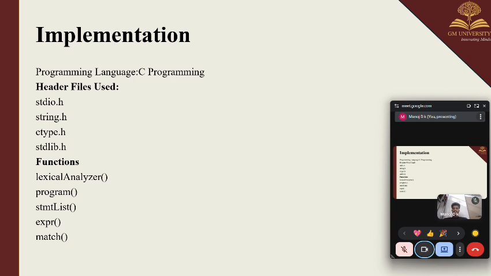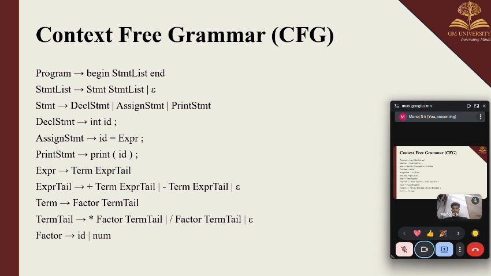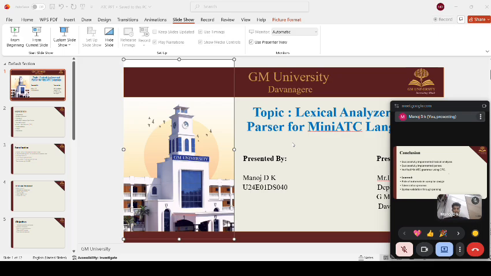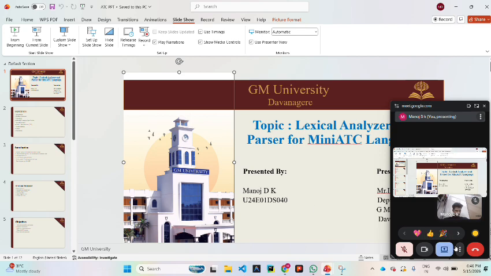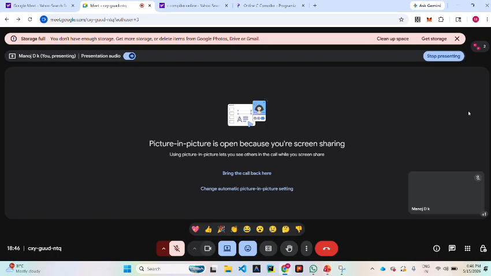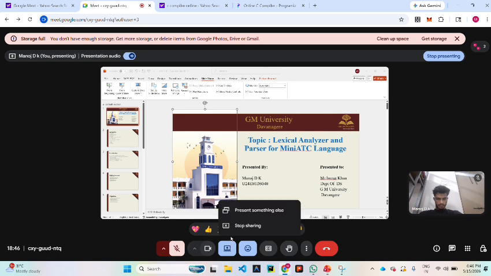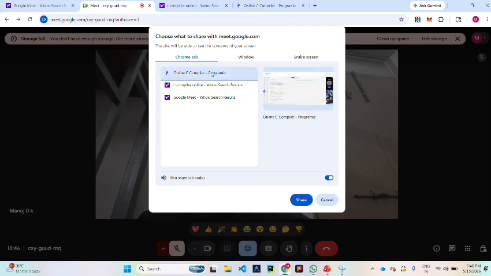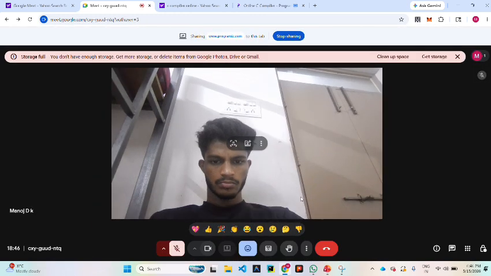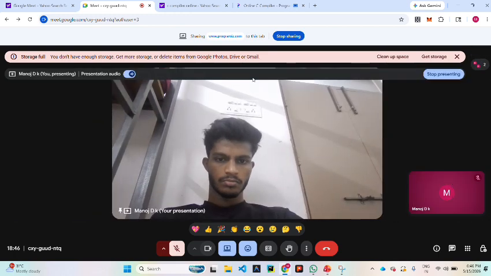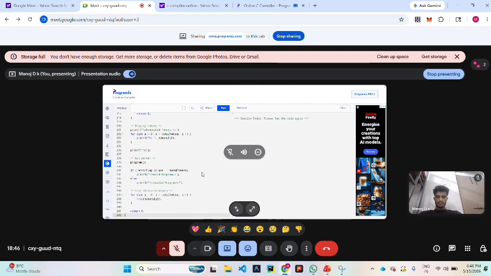Next, code explanation. This is the Mini ATC program using the C language.